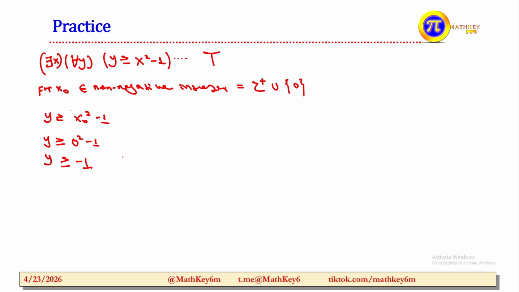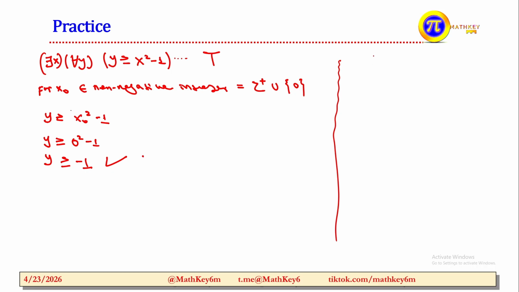Is it true or false? It is true. Since the value of y is what? 0 and positive integers. When you take 0, yes, 0 is greater or equal negative 1. When you take 1, yes, it is greater than. When you take 2, yes, it is greater or equal negative 1. Because of this, it is true. This is one option.